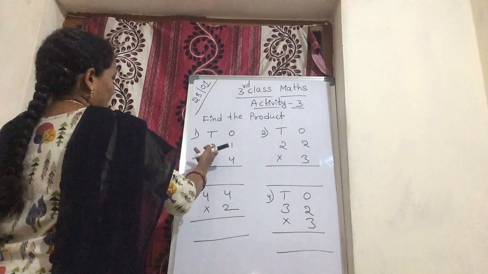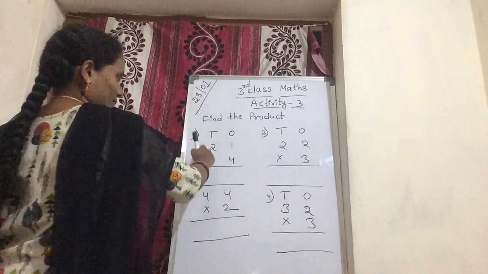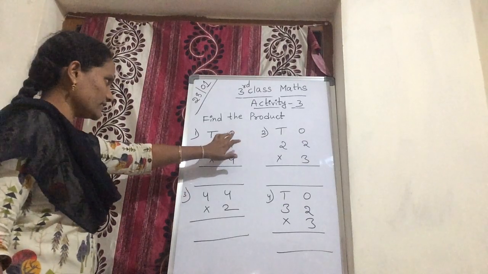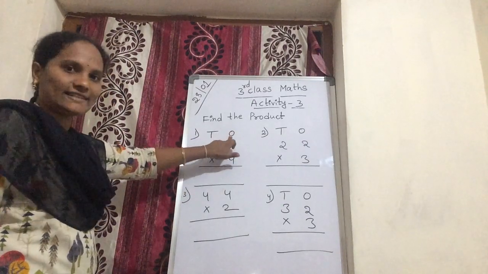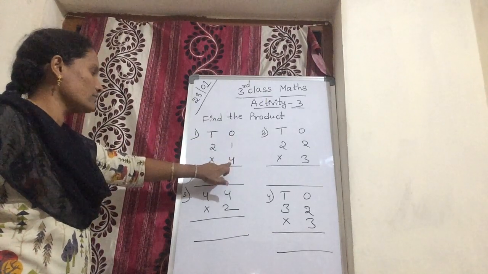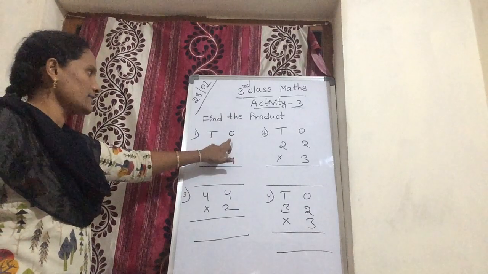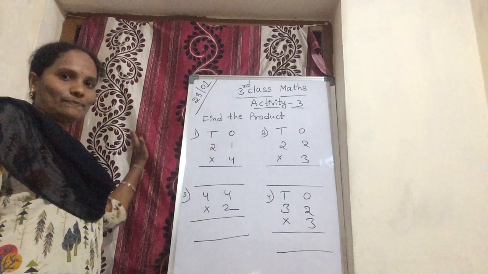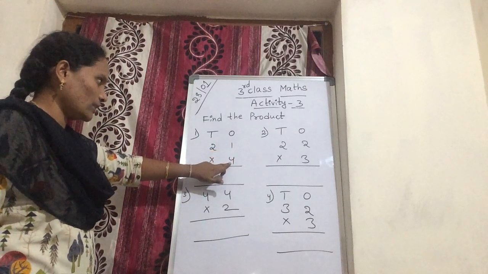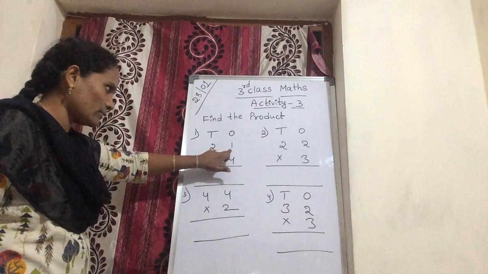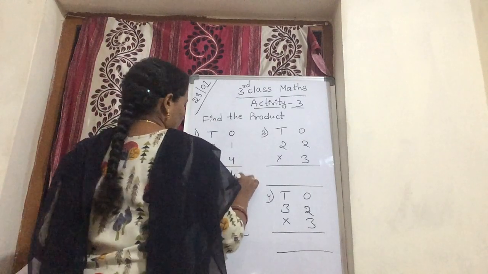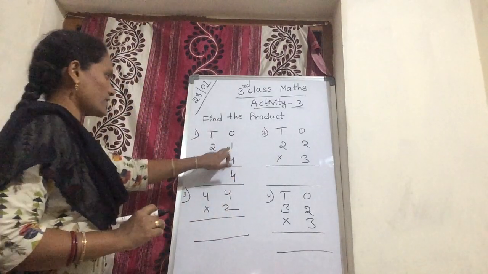Now, tens and ones, and the problem is 21 into 4. First of all, you multiply, you start from ones. This 4 into ones, again 4 into tens. Okay, Amma? Now 4 ones are 4. First you multiply with the ones place. In ones place, which number is there? 1. So 4 ones are 4. You start here. Okay. 4 ones are 4.